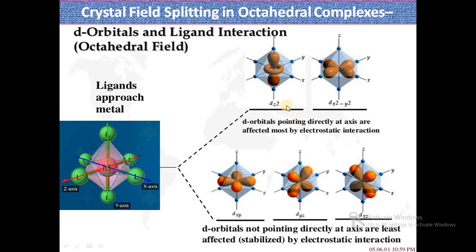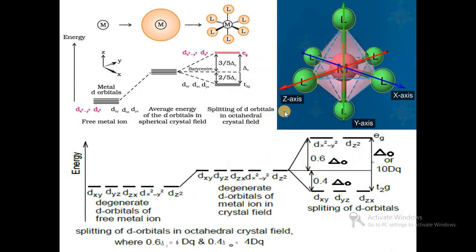So they are raised in energy. But in the case of t2g, their lobes lie in between the axes, and there is less interaction between the incoming ligand and the t2g orbitals. So in this diagram they have lower energy. This is the basic crystal field splitting of octahedral complexes: when ligands approach the metal, splitting takes place, with t2g having lower energy and eg having higher energy.